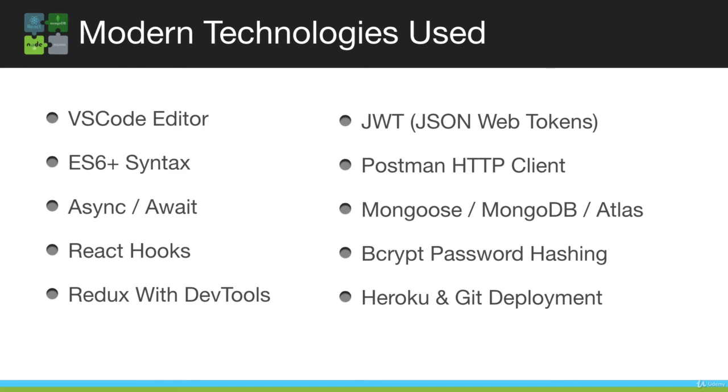For authentication, we're going to be using JWT or JSON Web Tokens, and we'll build some custom middleware to handle that. We'll also be using Postman to make requests to our API to test our endpoints. We'll be using MongoDB for our database with MongoDB Atlas, which allows us to host it in the cloud. And we'll be using Mongoose as a database abstraction layer. And then for our password encryption, we'll use bcrypt. And then finally, we're going to deploy to Heroku using Git. So these are some of the technologies that you can expect to learn.